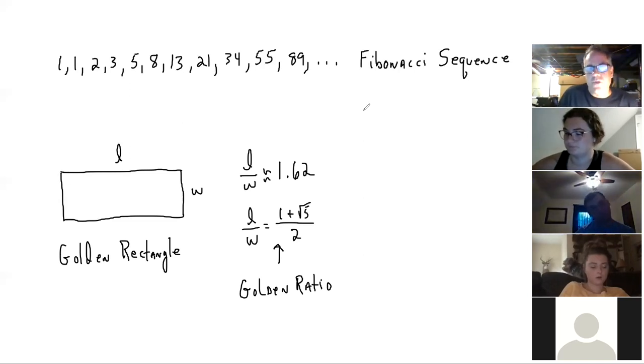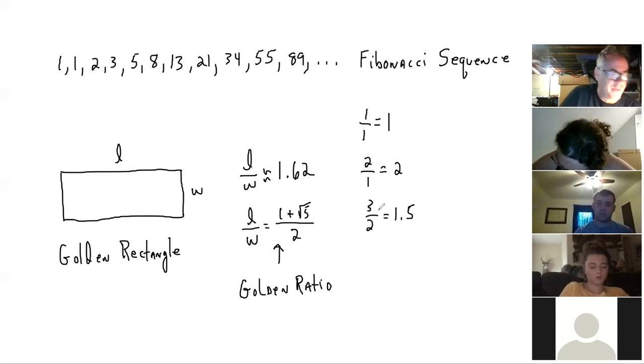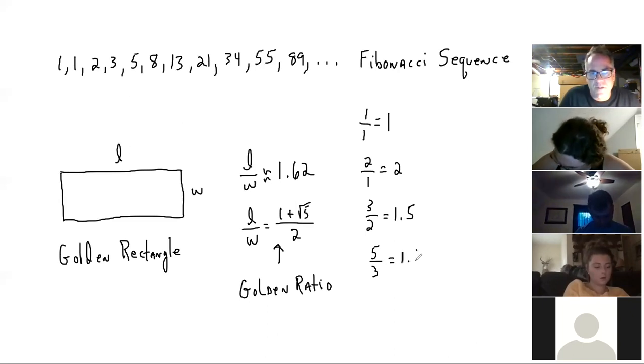Okay. I'm going to look at ratios of consecutive terms of the Fibonacci sequence. I'm going to start with just the very first two terms, 1 over 1, which is 1. Then I'm going to continue this for a while. Then 2 over 1, which is 2. The next one down the line would be 3 over 2, which would be 1.5. And then 5 over 3, which is 1.6 repeating forever and ever.